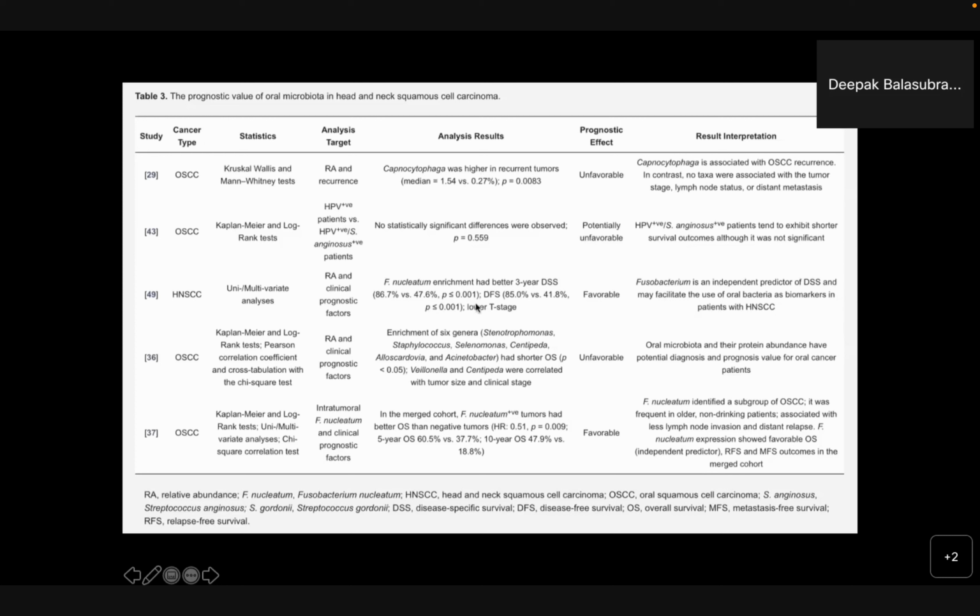Again, these are all preliminary studies that have been done. More work is going to be published, and then we would understand which oral microbiome is protective and which is not protective.